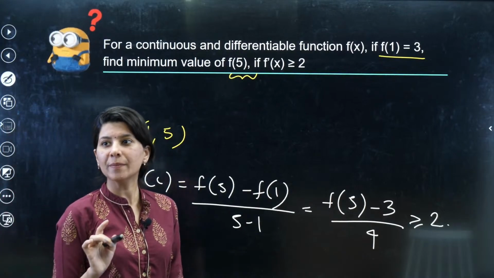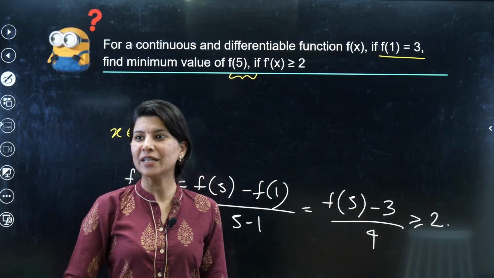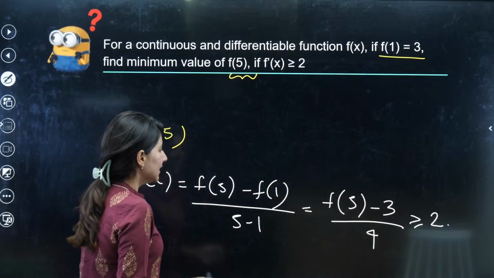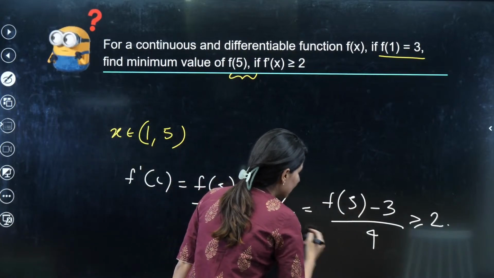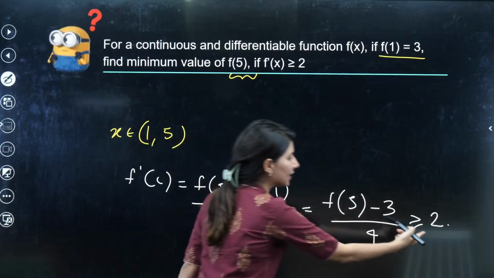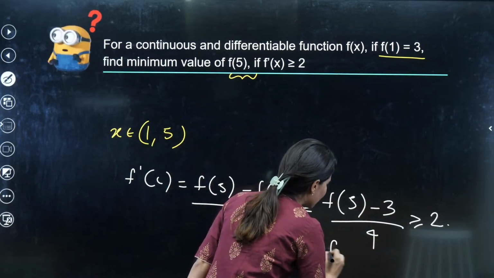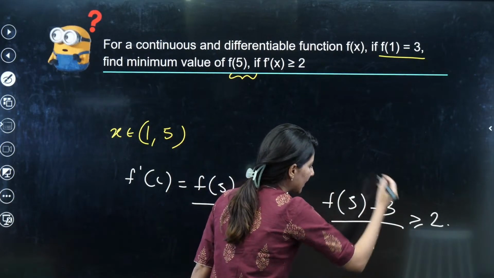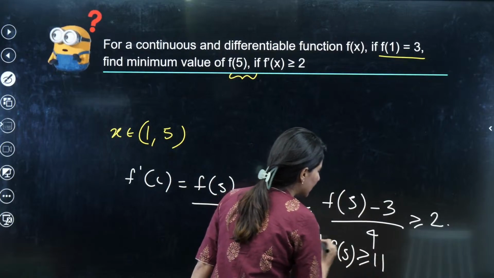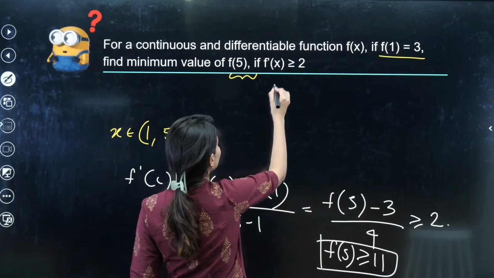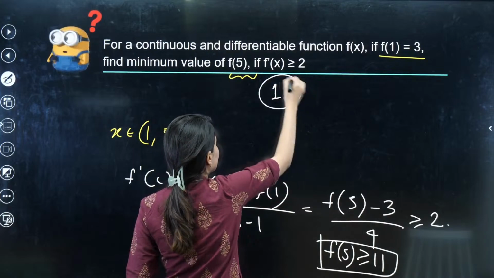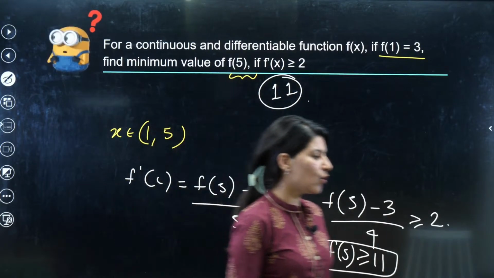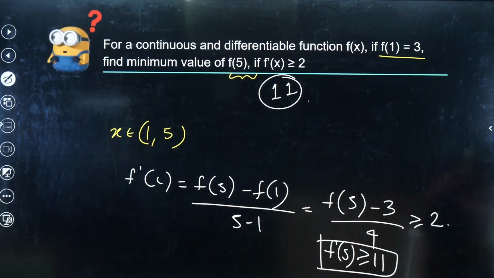Yes, Rolle's theorem is a special case, absolutely Arjun, you are absolutely right. Now, because f dash c would be greater than or equal to 2, f of 5 minus 3 is greater than or equal to 4 times 2, which is 8, so f of 5 is greater than or equal to 11. So the minimum value of f of 5 is 11. I hope that this is clear to you.